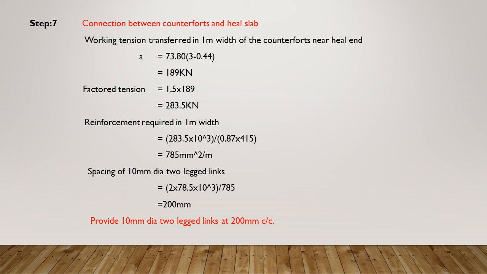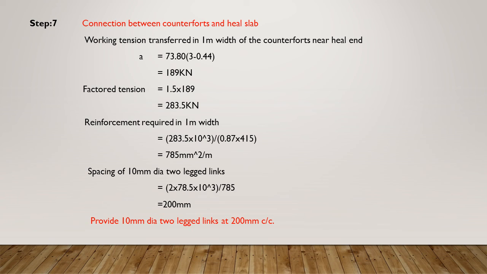283.5 kilonewton. So reinforcement required in 1 meter width. So the reinforcement formula is factored tension divided by 0.87 into fy. So factored tension is 283.5 into 10 power 3. That is kilonewton converted into Newton. Then 0.87 is a constant and fy is given in our question. So fy is 415. So reinforcement is 785 mm square.